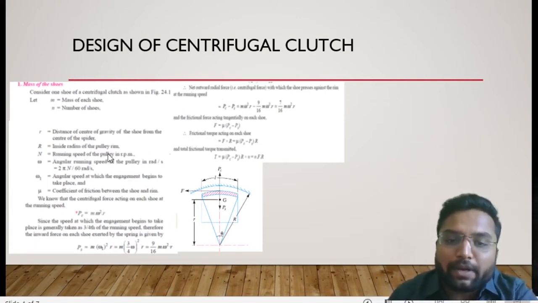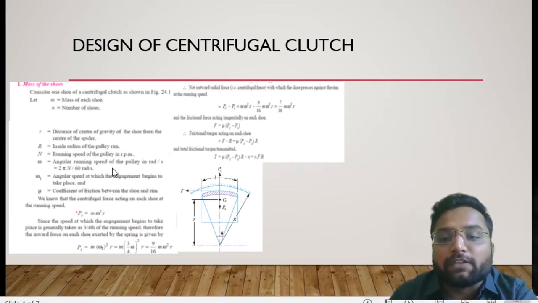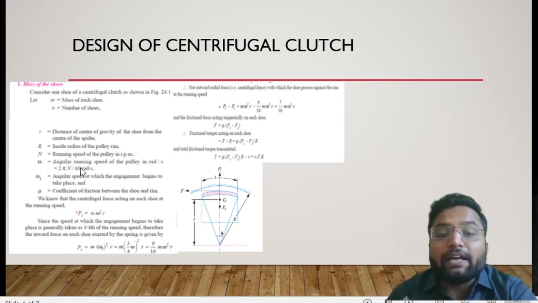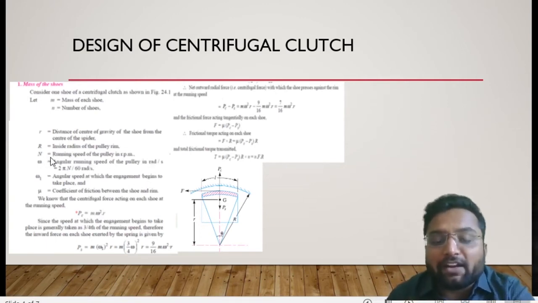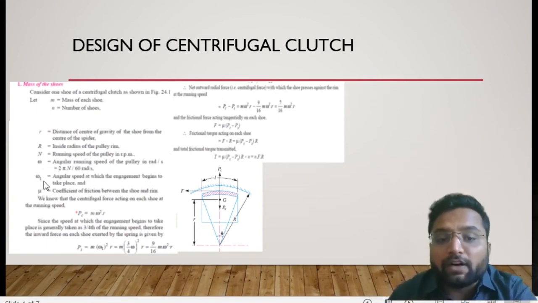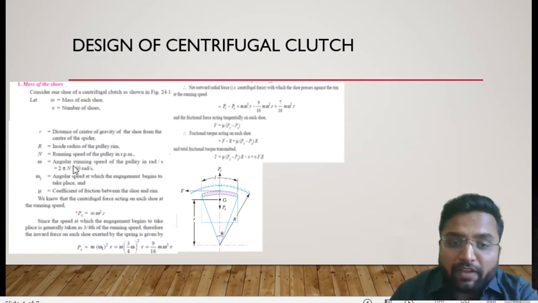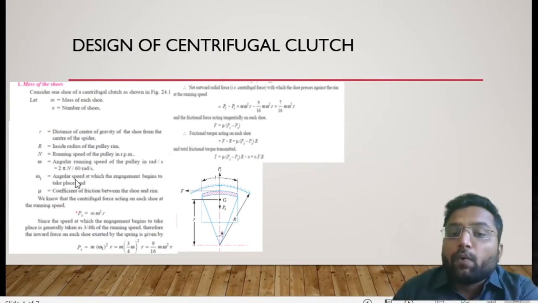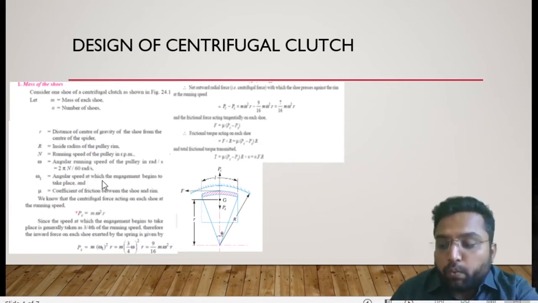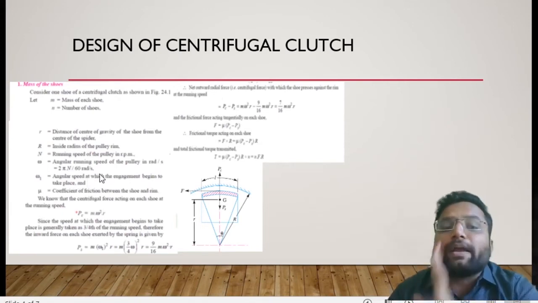R is the internal radius, the internal diameter of that pulley ring, and N is the running rpm of this pulley. Omega is the angular running speed, depending on this rpm. And omega 1, here we have to focus on this omega 1, which is the angular speed at which engagement begins.